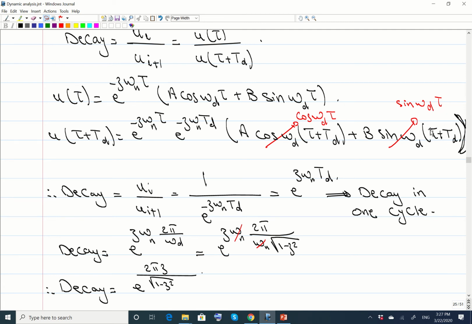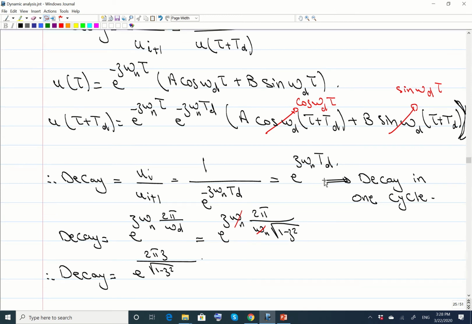Okay, you just move the period, and you're going to reach the same exact value. So now the decay, dividing those two terms together, this part within the bracket will cancel with this part in this bracket, and this e power negative zeta omega n tau will cancel with e power negative zeta omega n tau. All you're going to have here is 1 divided by e power negative zeta omega n td. Moving this up, so e power zeta omega n td. Okay, so that's the decay in one cycle.